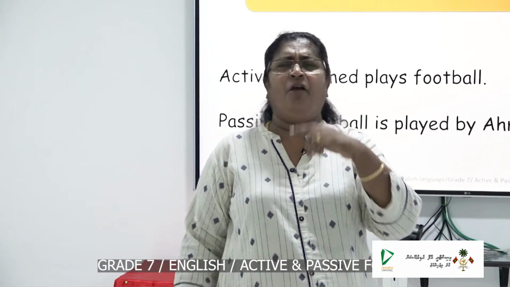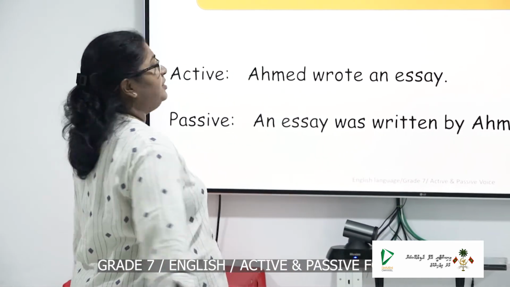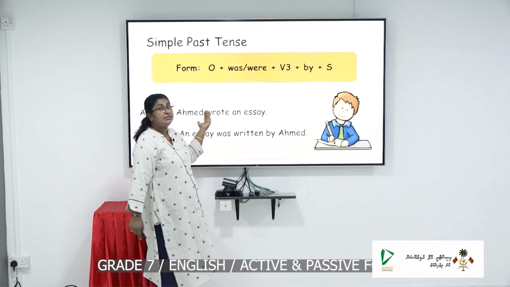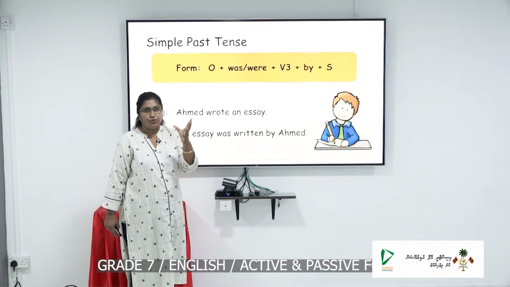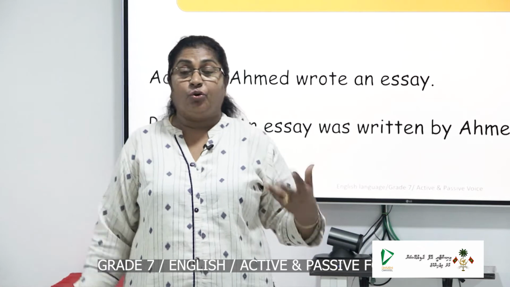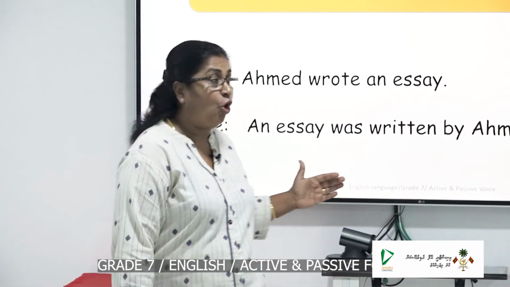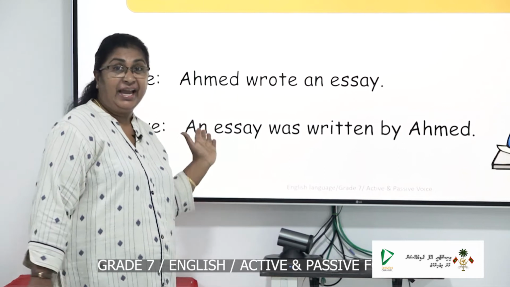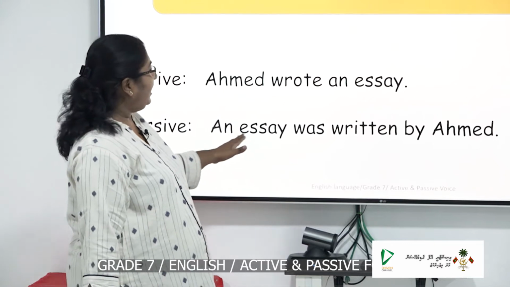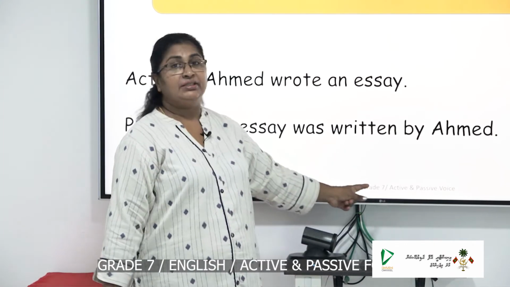Yes, don't worry. We'll go to the next form, that is simple past tense. Simple past tense has object plus was, were plus past participle plus by plus subject. Now let's see one example. Same sentence, I brought it forward so that it will be easy for you to get it. Ahmed wrote an essay. I have used the past form of the verb, wrote. Write, wrote, okay, the past form. So when you change to passive, an essay was written by Ahmed.